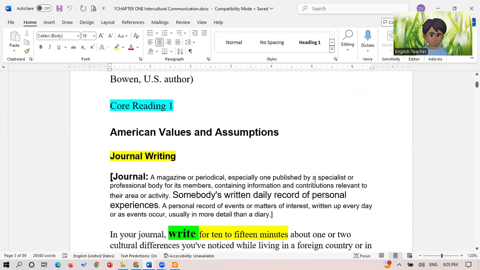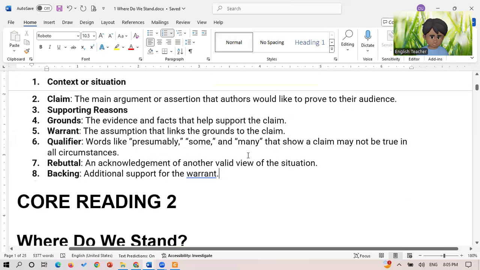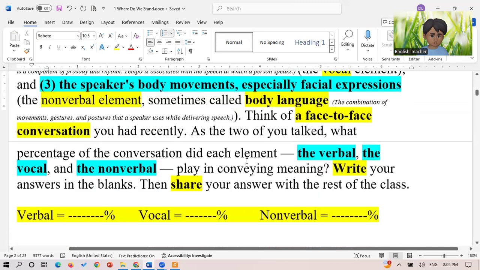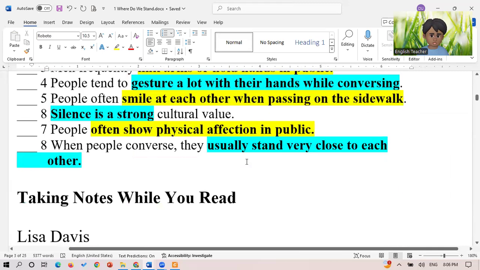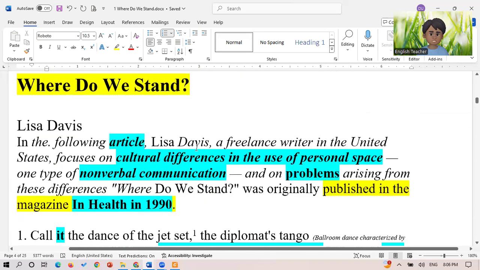Now, wait a minute. We have this essay, American Values and Assumptions, the first essay, core reading 1. And then we have this second essay, core reading 2, that is Lisa Davies' essay, Where Do We Stand? Now, if you get into the essay, you can further explore the context, let me show you the context of this essay itself. For example, here there is an introductory brief note about the author. It also gives you the context of the essay.